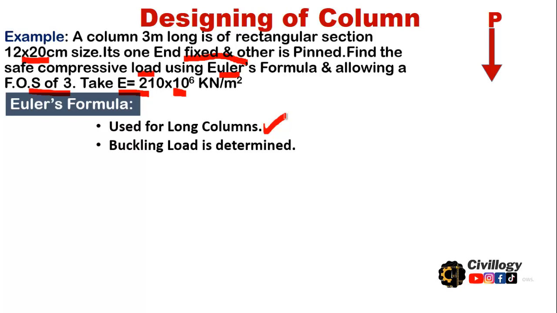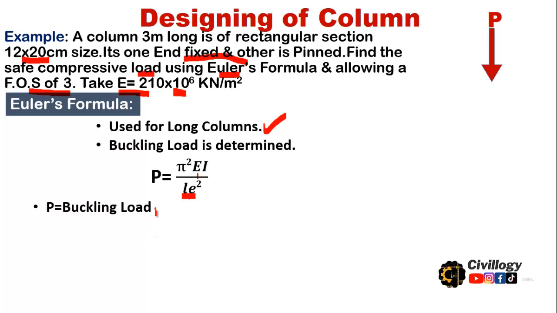Buckling load is determined by using this formula, which states that P is equal to pi square EI divided by LE square, where LE is the effective length. What is effective length? It is also discussed in the previous video, as all these things are interconnected. You must watch the related videos. The link is given in the description.